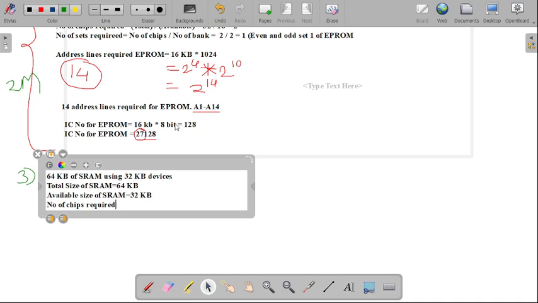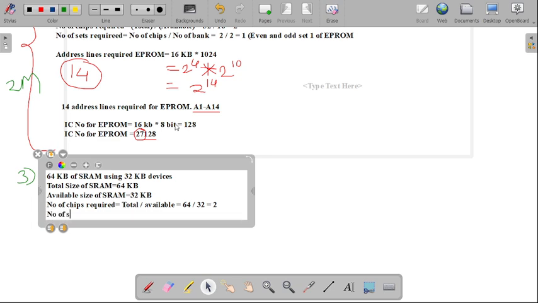The number of chips required is decided by the total size divided by the available size of our memory device. That is the formula we use for the number of chips required. Here the total is 64 KB of SRAM, and we are using 32 KB devices. So 64 divided by 32 is nothing but the value 2. Now we have to calculate the number of sets required.